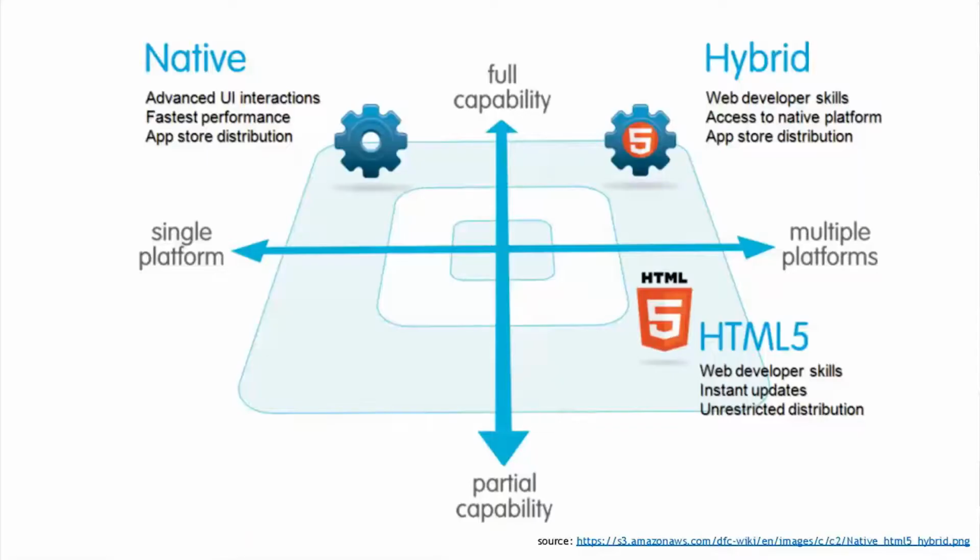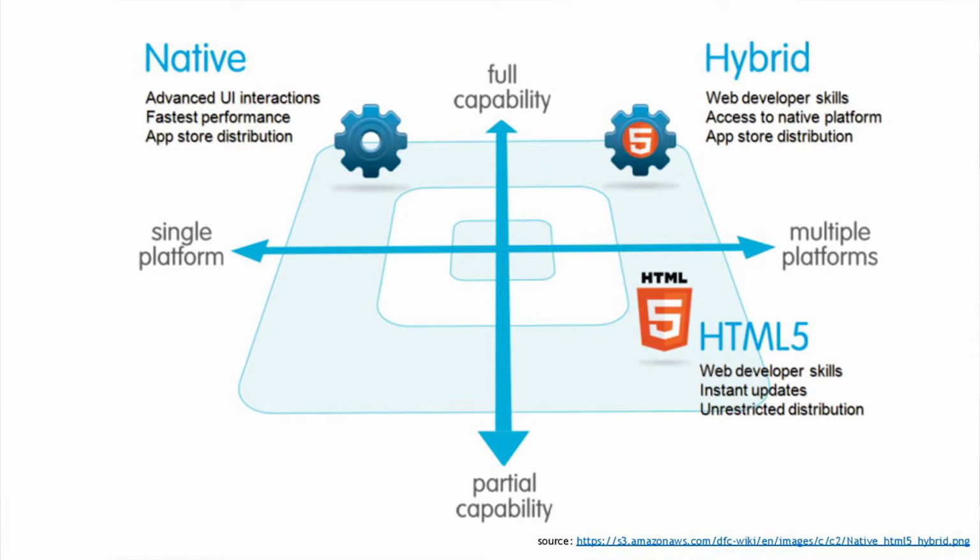So as I have mentioned before, there could be some kind of tools that we cannot use in the hybrid solution. And so how does it look in practice? When it comes to native, we've got advanced UI, fastest performance, and App Store distribution. But when it comes to hybrid, we can also have App Store distribution and access to the native platform, but we need only web developer skills, not dedicated ones.